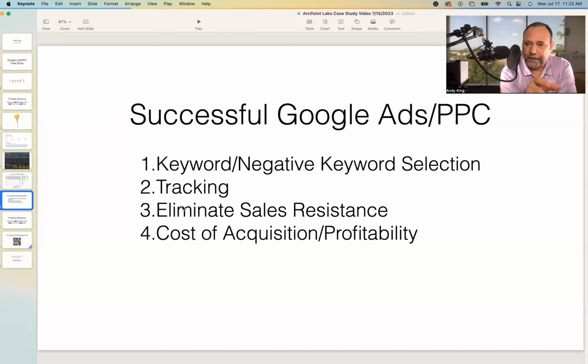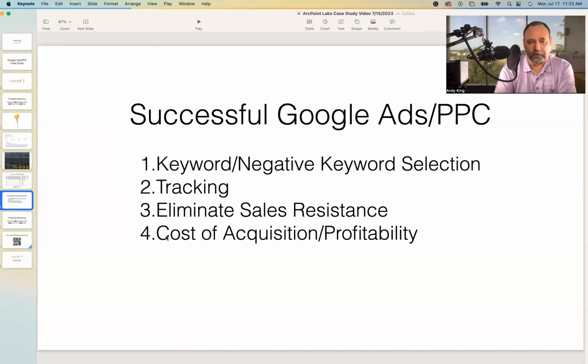Number 3, eliminate sales resistance. You do not want it to ever be a scavenger hunt on a landing page, on a website, to try to figure out how to do business with you. Phone numbers, they need to be out there. You need to be on a landing page. You need to be able to see them easily, and for the consumer to be able to pick up the phone and call, okay?